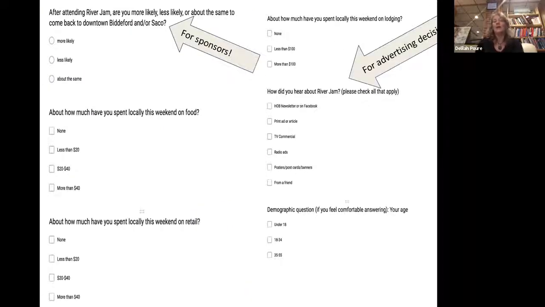This question has been very helpful with our sponsors, who are often the large banks in the area. After attending River Jam, are you more likely, less likely, or about the same to come back to downtown Biddeford and Saco? We've just found that our banks want to know that when they are sponsoring the Main Street program, they're sponsoring an event. Well, what is that event doing? Generally events don't ring cash registers on the day of events. People are out in the park. They're not necessarily walking up and down Main Street. But we were able to show that a large percent of people were more likely to come downtown after having come to the River Jam Festival.